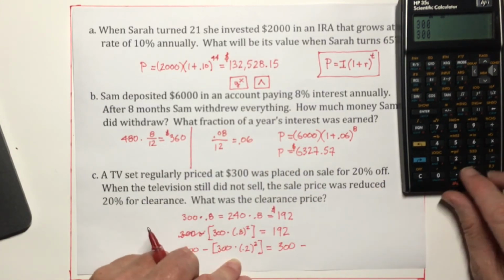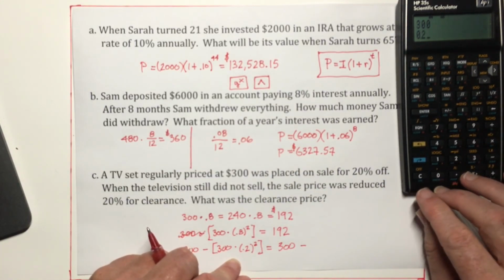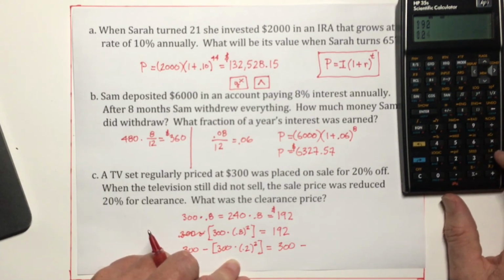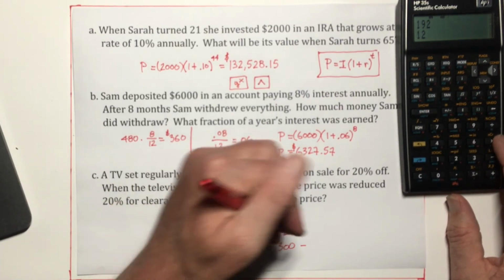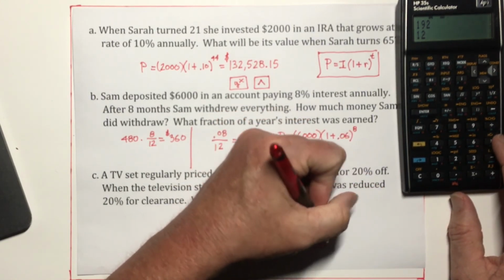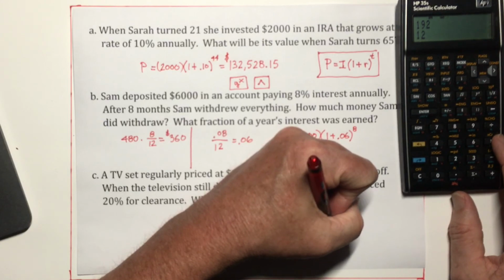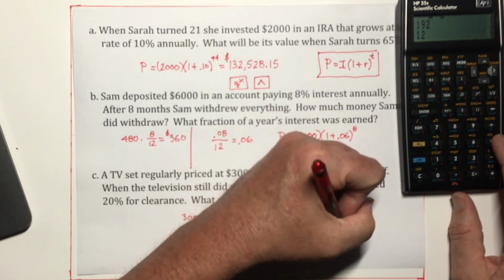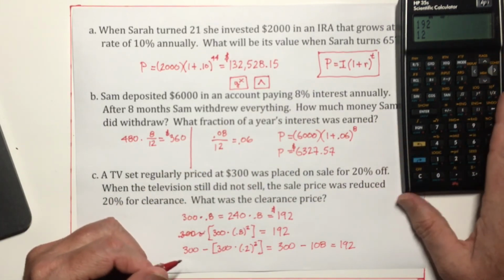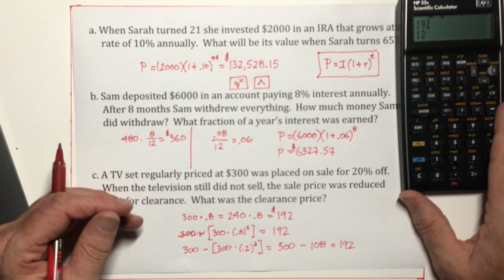minus, well, 0.2 times 300, which is 60, and then 300 minus 108. And what is that going to be? 192. So you get the same result, no matter which way you look at it. There you go. There you go.